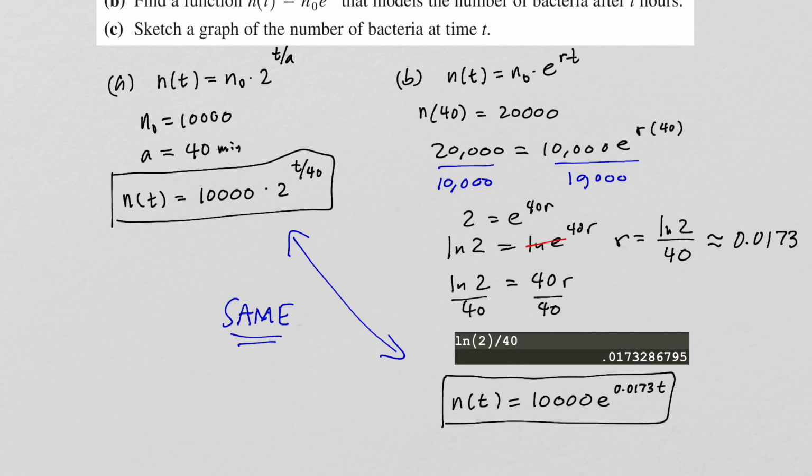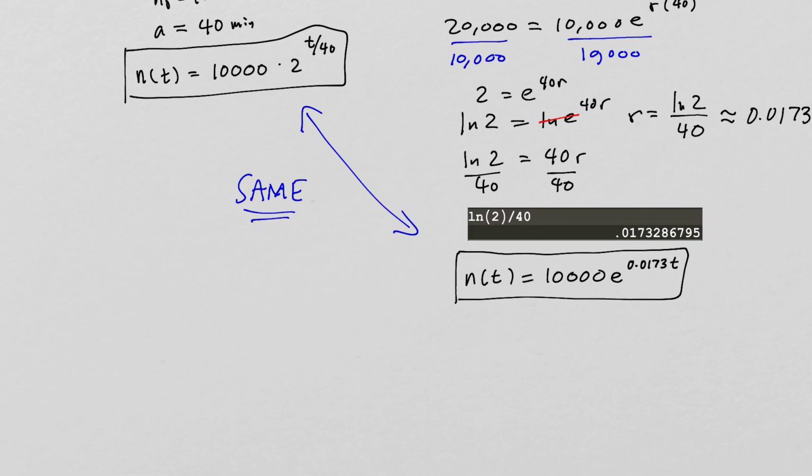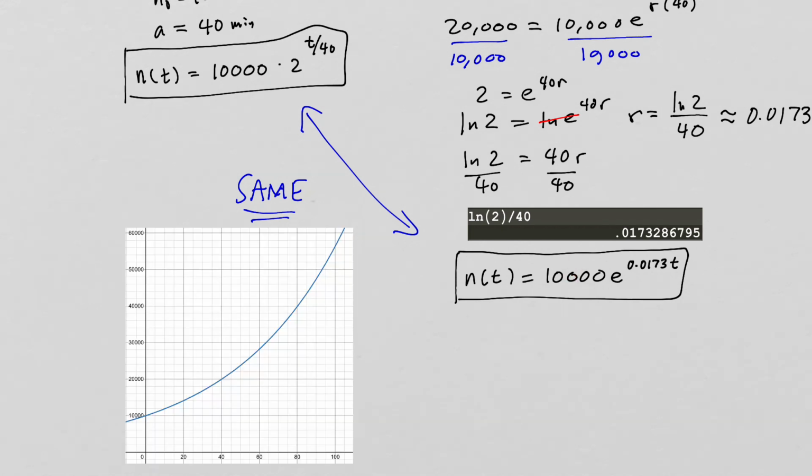And then I'll sketch a graph of both of these. If you do this on a graphing calculator and sketch the graph of each one of these, you will see that they have the same graph. And as you can see here, the initial population is 10,000, and it is growing at an exponential rate.